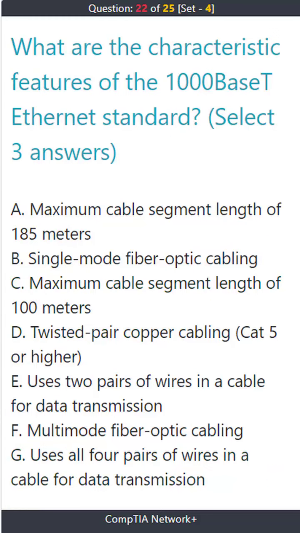Question 22. What are the characteristic features of the 1000BASE-T Ethernet standard? Select 3 answers. A. Maximum cable segment length of 185 meters. B. Single mode fiber optic cabling. C. Maximum cable segment length of 100 meters. D. Twisted pair copper cabling, Cat5 or higher. E. Uses 2 pairs of wires in a cable for data transmission. F. Multi-mode fiber optic cabling. G. Uses all 4 pairs of wires in a cable for data transmission.